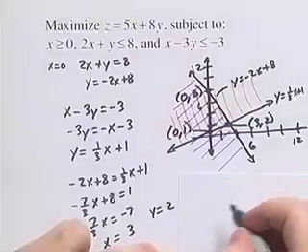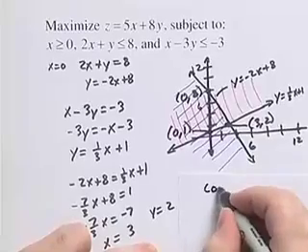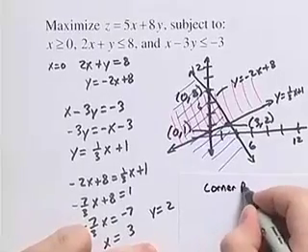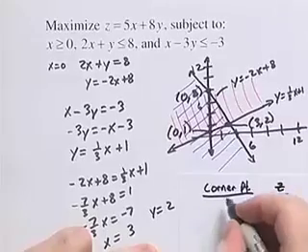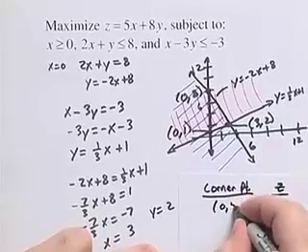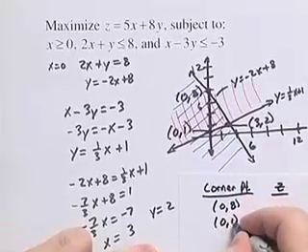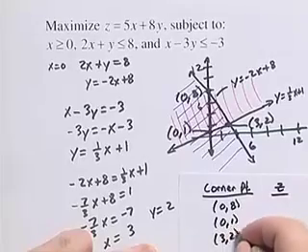Since we know that the maximum value of our objective function must occur at one of the corner points, we simply evaluate the objective function at each of our 3 corner points. So we're going to list our corner points, and we're going to use those to evaluate the objective function. So we have 3 corner points: 0, 8, 0, 1, and 3, 2.